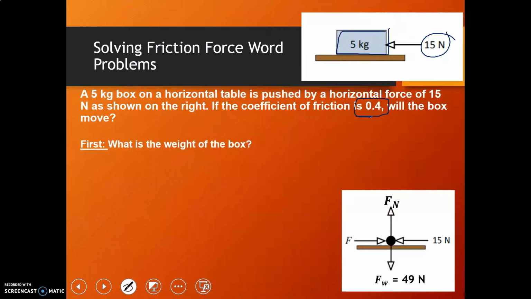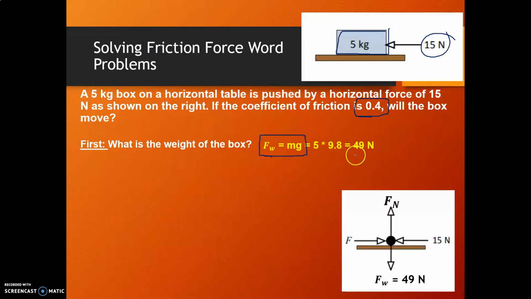Let's get started. First, we need to know the weight of the box. We have the mass; it tells us that the mass is 5 kilograms. Remember, to find weight, we need to do mass times gravity, because we only have weight because our mass experiences the gravity of planet Earth. So we take our mass, 5, and multiply it by the gravity of Earth, 9.8, and we get that the weight is 49. On our free body diagram, our downward force, weight, is equal to 49 newtons.